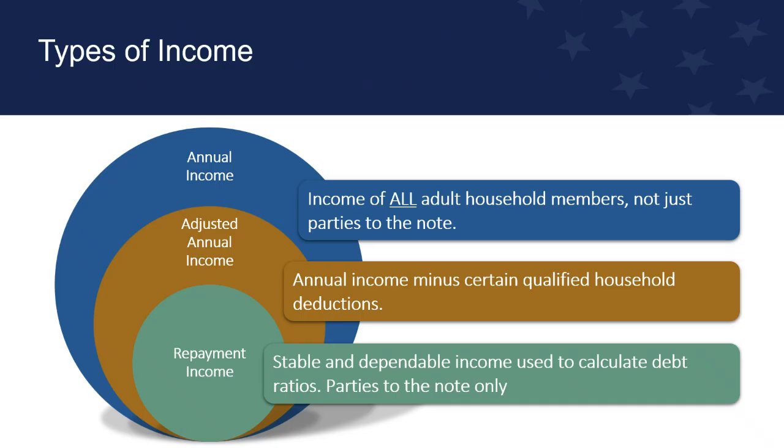And then finally, we have the repayment income, which determines if the applicants have sufficient income to repay the mortgage in addition to recurring debts. For this income, we only consider the stable and dependable income of those who are parties to the note.